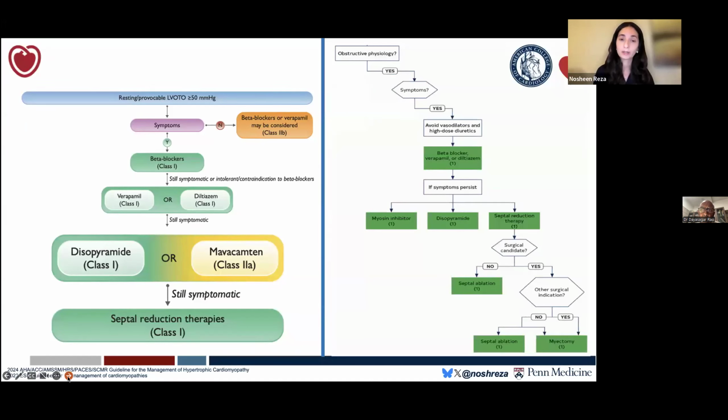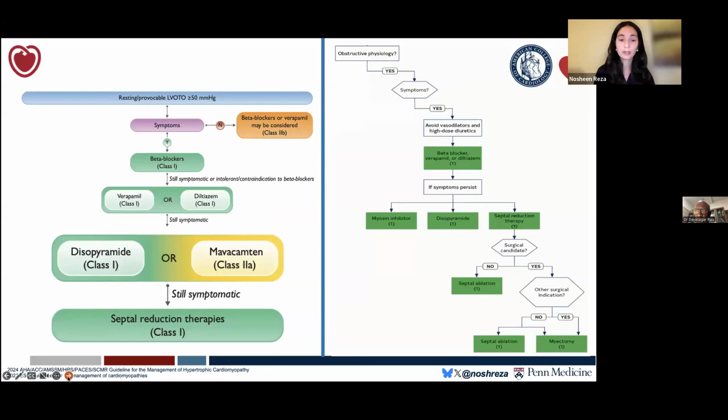And on the right side, in the American guidelines, you can see that after beta blockers and calcium channel blockers, if there are symptoms that persist, the American guidelines give essentially an equivalent recommendation to myosin inhibitors as a class 1 recommendation, disopyramide, and septal reduction therapy, essentially all in the same consideration.